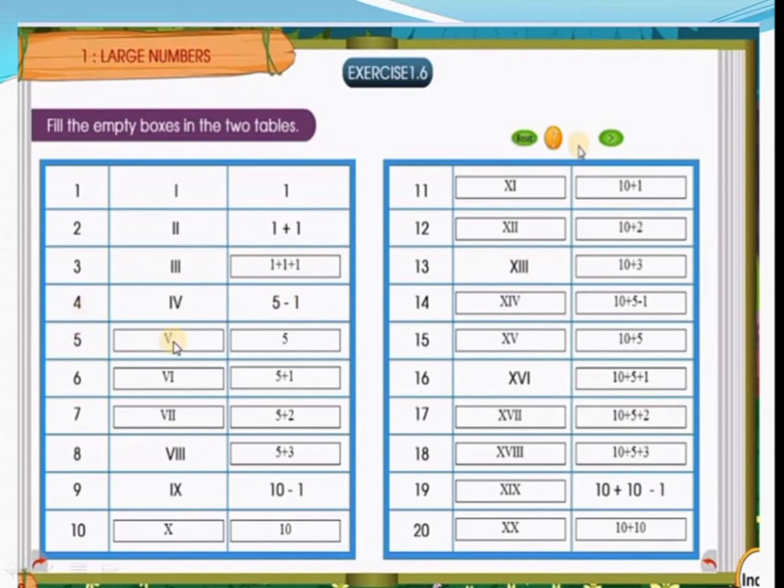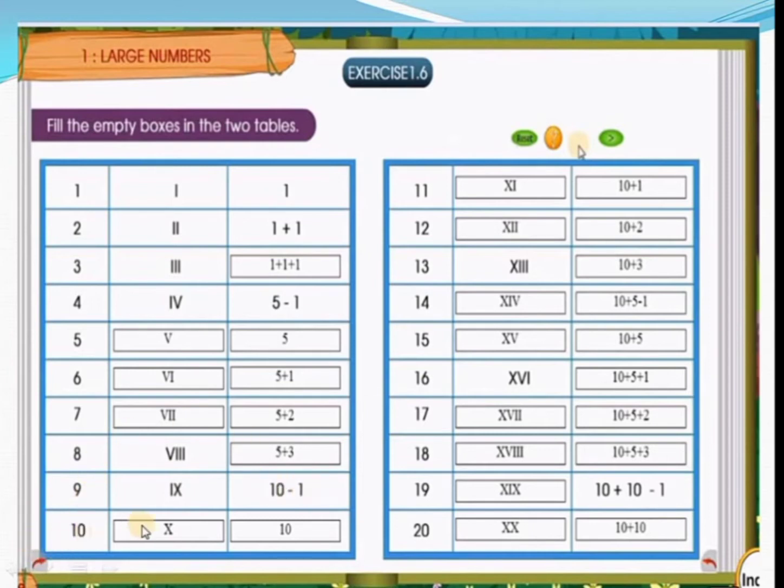Next, 5 we write as V. Next 6, VI. Here the bigger number comes before the smaller number, so we have to add. V plus I is 5 plus 1, 6. 7 is VII, 5 plus 2 is 7. 8 is VIII, 5 plus 3, 8. 9 is IX. The smaller number comes before the bigger number, so we write 10 minus 1. 10 minus 1 is what? 9.